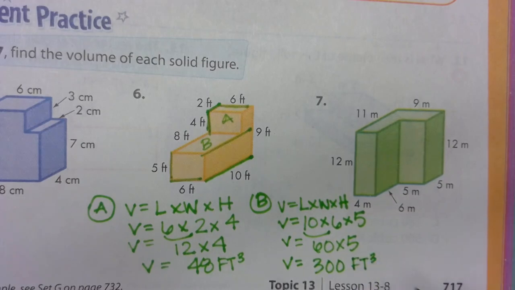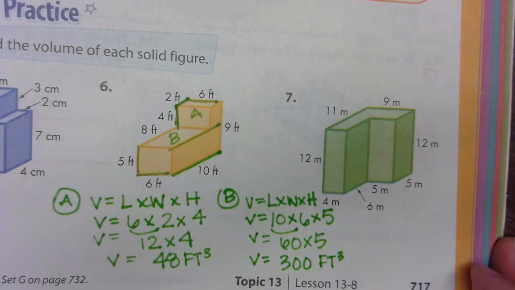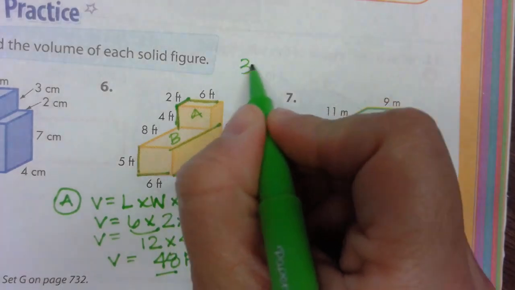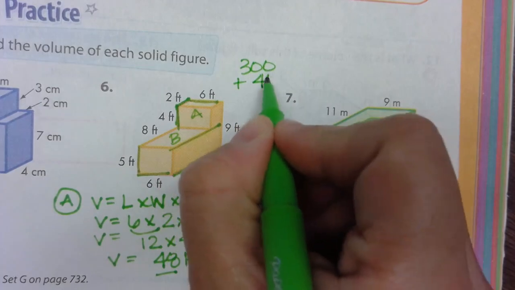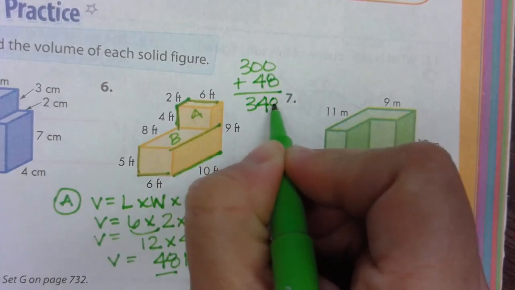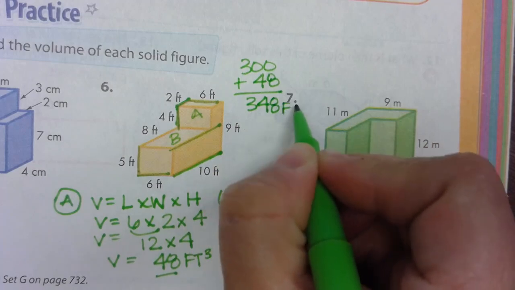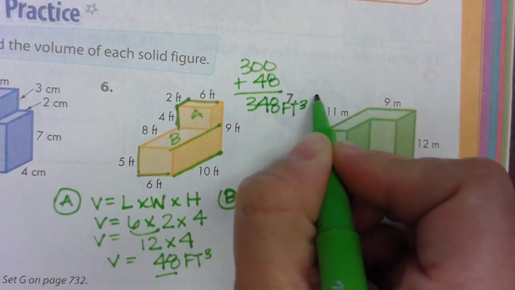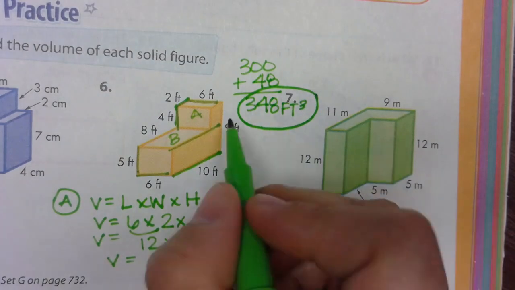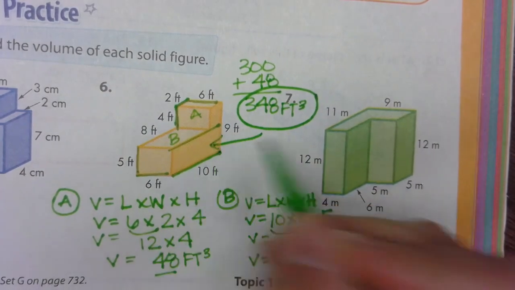Now the last part of this is to add my two volumes to get the total. So I'm going to do 300 plus 48, and that's going to give me 348 cubic feet. There's my total volume for shape A and shape B.